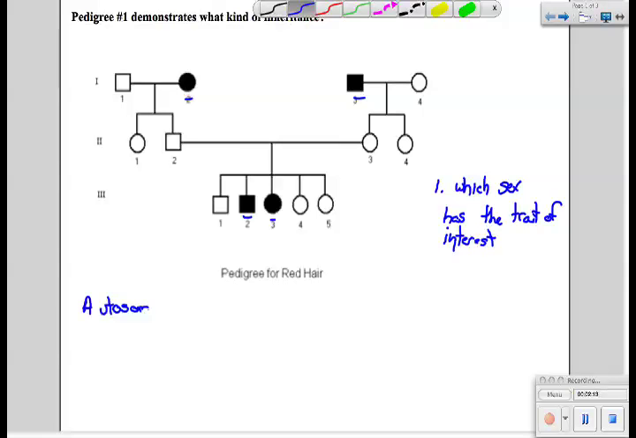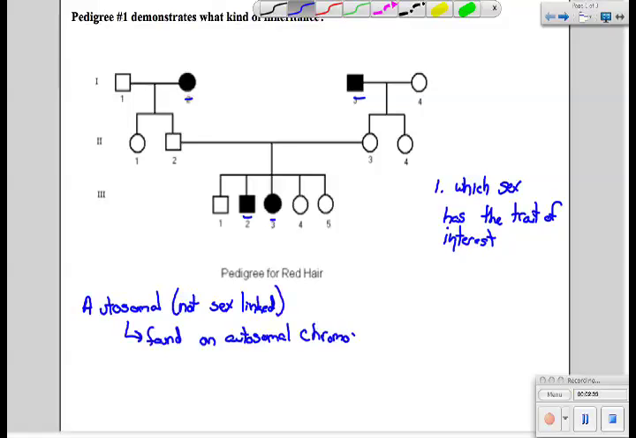Autosomal traits, meaning not sex-linked, so not determined by gender, meaning they're found on autosomal chromosomes. Recall that in humans, you have 22 pairs of autosomal chromosomes and 1 pair of sex chromosomes.